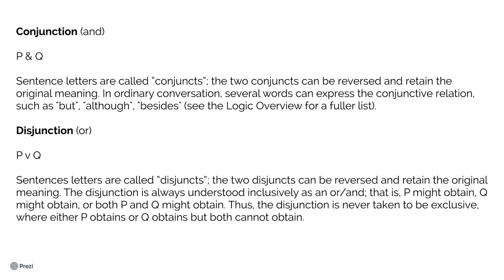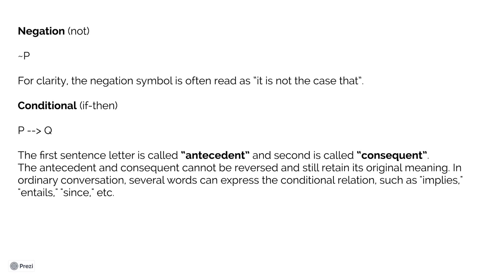If P stands for proposition P is true, when you see the negation symbol before P, you should read this as "it is not the case that P." For a conditional, such as if P, then Q, or P right arrow Q, the first sentence letter is called the antecedent. P is the antecedent. The second, Q, is called the consequent. So if the antecedent is true, then the consequent will follow as a consequence.